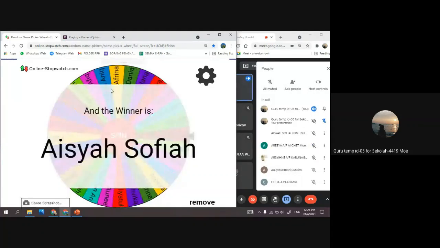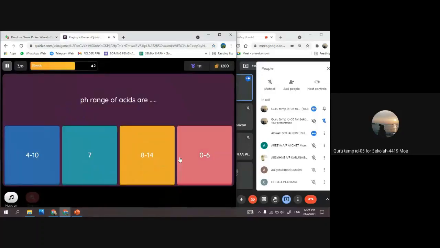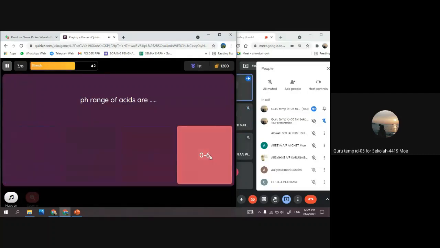Yang Aisyah Sofia tadi nak jawab kan? Okay. Ni senang. Ni previous topik ni. pH range of acids. Acids are 0 to 6. Okay, 0 to 6. Ni from previous subtopic right? Senang je.